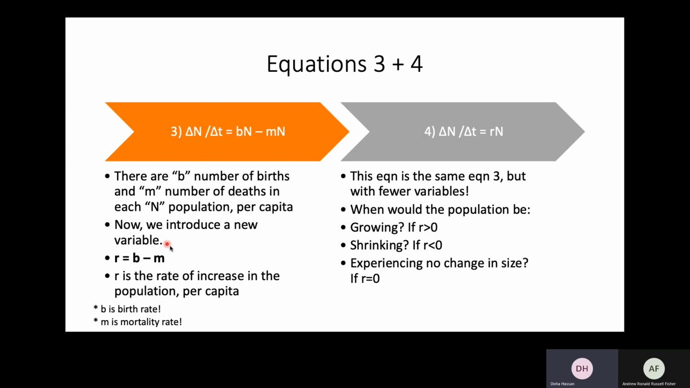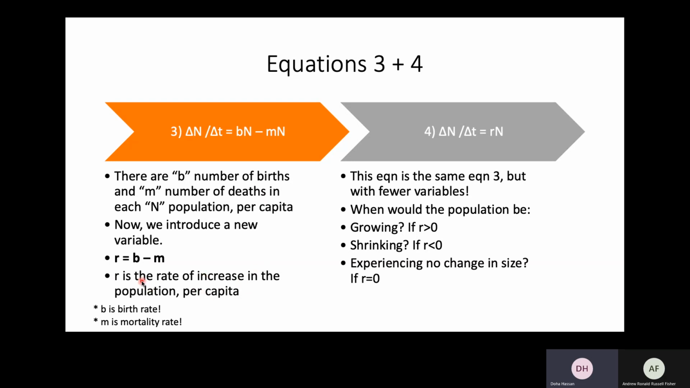But yeah, so here's a new variable that you're introducing for this next equation. Oh my God, I'm losing my voice again. And that would be r. So this is a little r, and this little r is the rate of increase in the population size per capita. So that's what I was saying before. So this is per individual in the population.